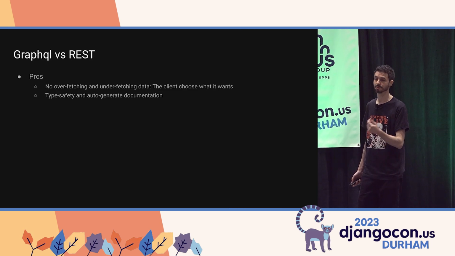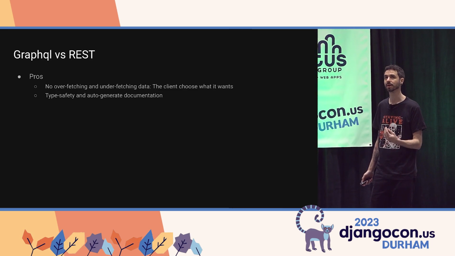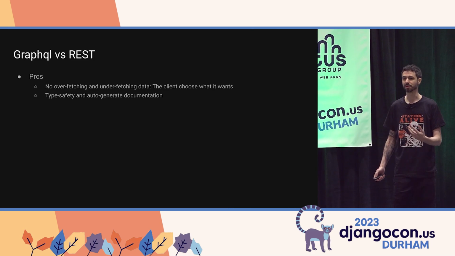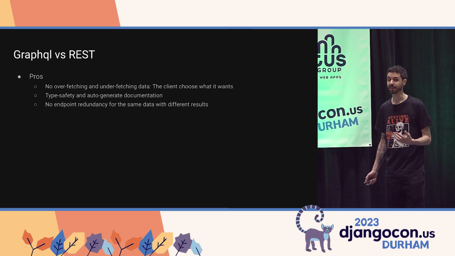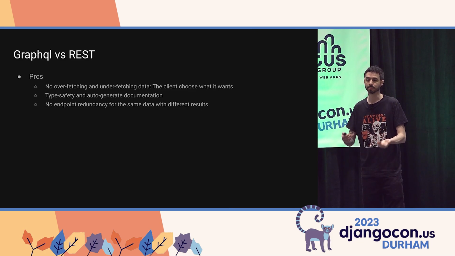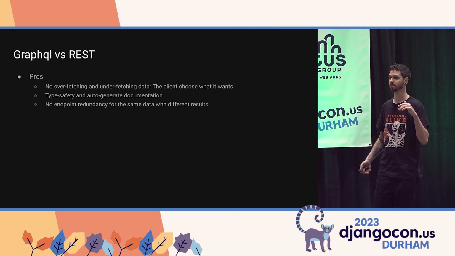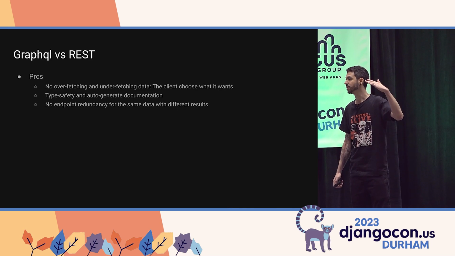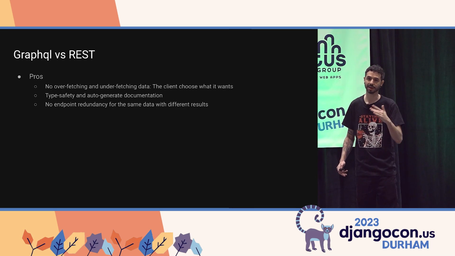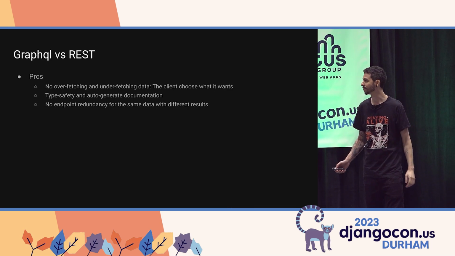GraphQL forces you to define the type of everything, so the API is very type safe, and it also provides automatic documentation for it. No endpoint redundancy, because the client can choose what he wants to consume. You don't need an endpoint for a full cheeseburger, and another for a half cheeseburger, using the comparison from before.